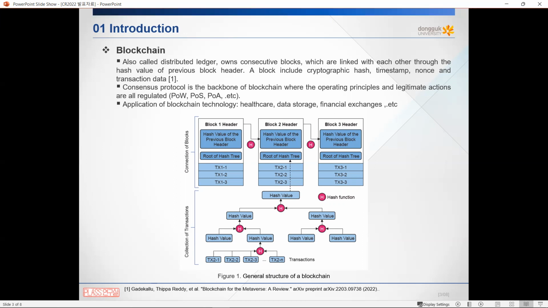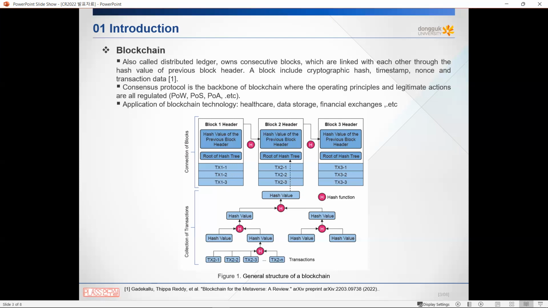Recently, blockchain technology has had dynamic growth when Ethereum started the other blockchain tool project, expanding the capital and application of blockchain by introducing tooling combined with smart contract. Some common applications of blockchain technology are healthcare, data storage, financial exchange, and etc.